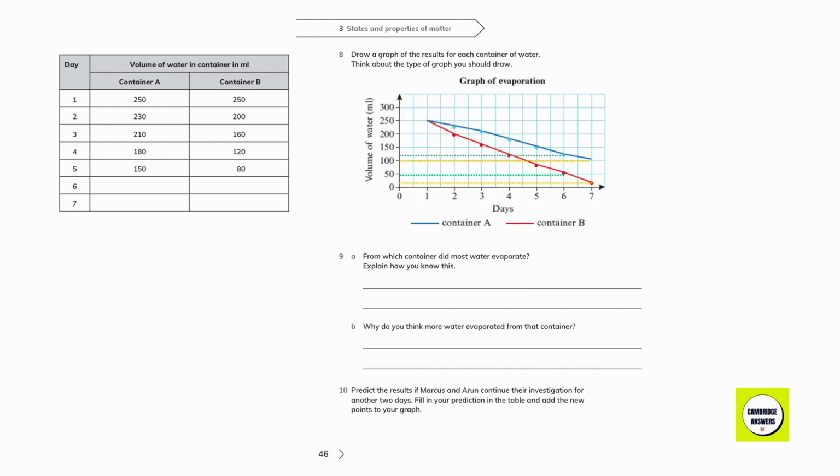From which container did most water evaporate? Explain how you know this. From container B. There was less water left in the container at the end of the investigation. Why do you think more water evaporated from that container? Container B had a larger open surface than container A, so more water vapor particles could escape from it. Predict the results if Marcus and Arun continue their investigation for another 2 days. Fill in your prediction in the table and add the new points to your graph. Container A 130, container B 50, container A 100, container B 20.